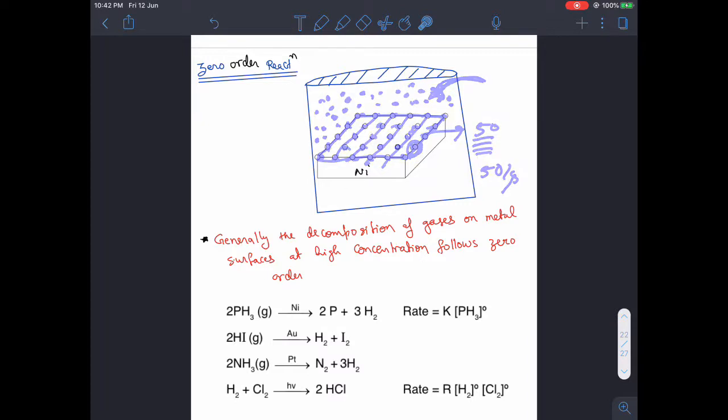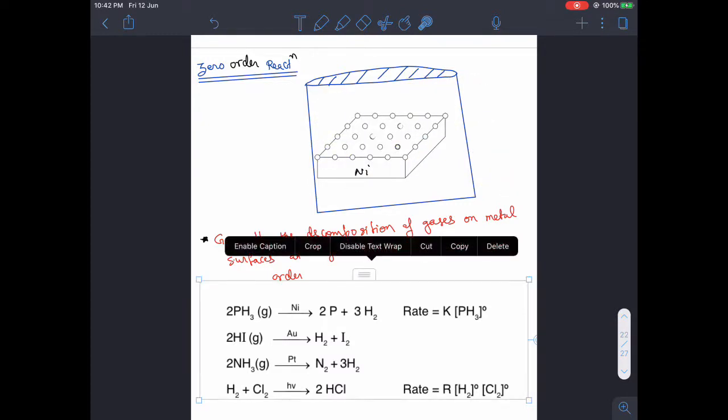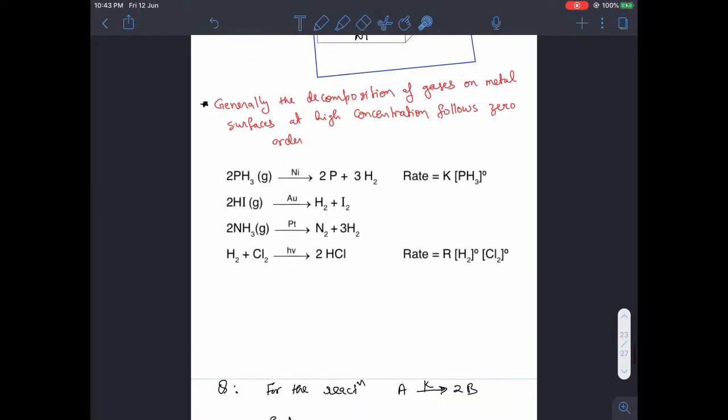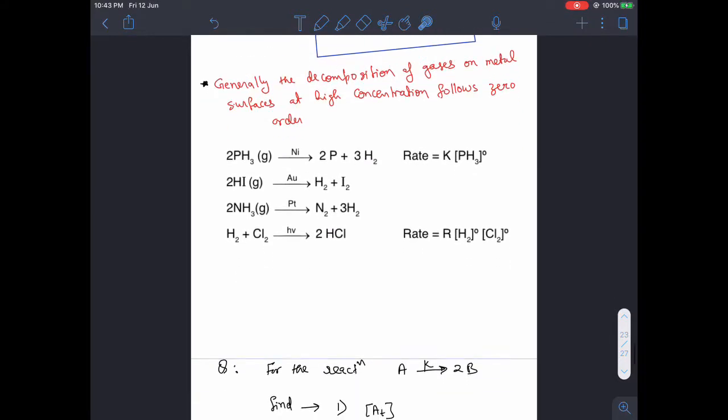So this is the condition where I was saying at higher concentration. At lower concentration, when initial sites are filled, if you increase the concentration, more sites will fill and more decomposition will occur, so it will not be zero order. But once all sites are filled, no matter how much you increase the concentration, the rate will not depend on it. So these are very practical cases which I have written here.